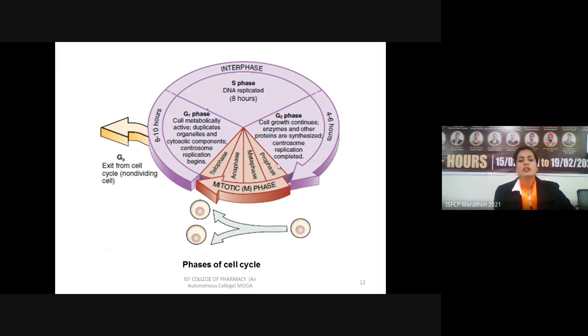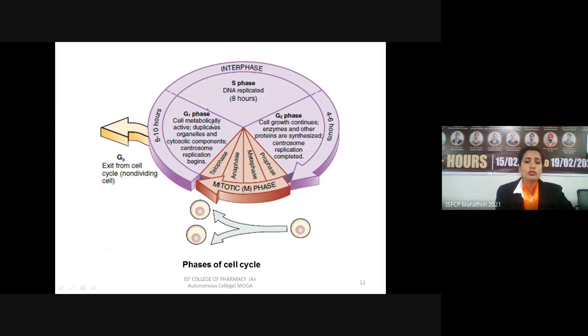This is the diagram of a cell cycle. These are the different phases that are involved in a cell cycle. Here the purple color indicates the interphase and this part shows the mitotic phase, that is M phase. So what happens in G1 phase? For example, we consider that the time for cell division is 24 hours. During that time, the first 8 to 10 hours occur during G1 phase.